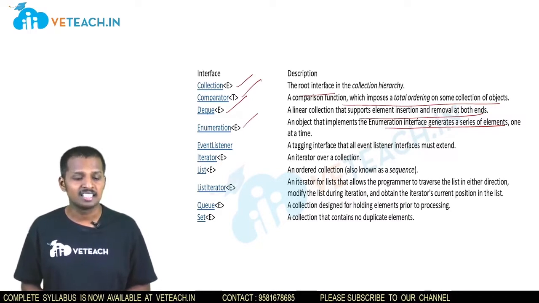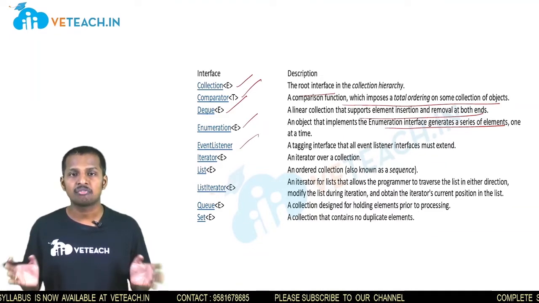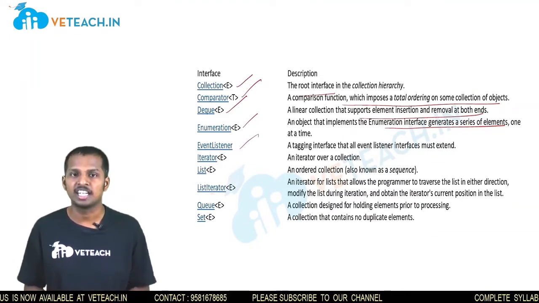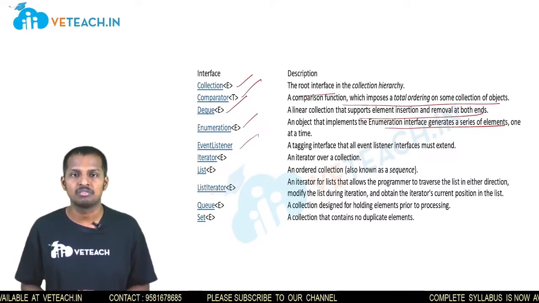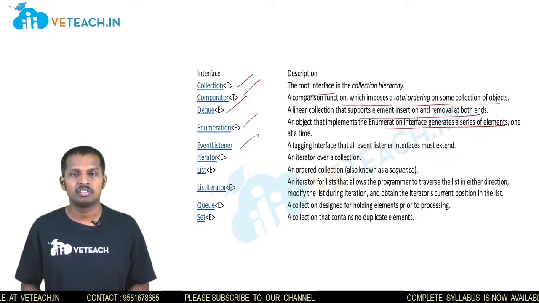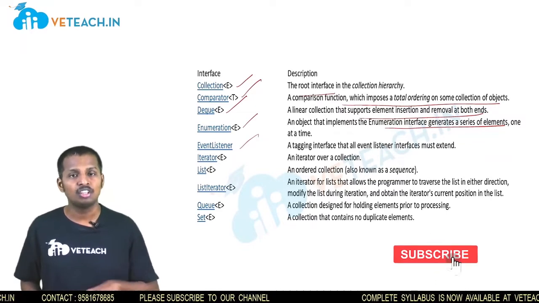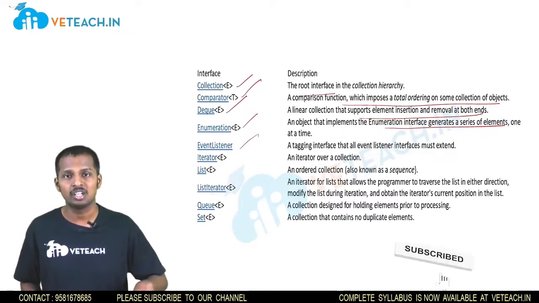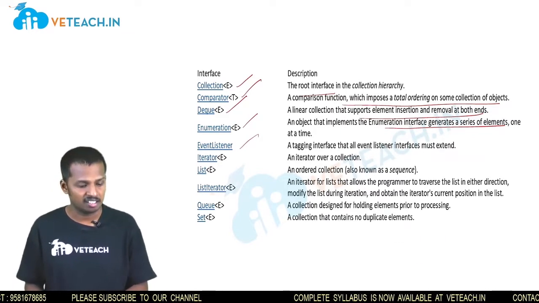Next, event listener. This event listener is an interface for all the events that are generated by the AWT components. Examples are mouse event, keyboard event, text event, and action event. All these are events, and for all these events there will be event listeners. What they have to do is listen to the events that are generated.